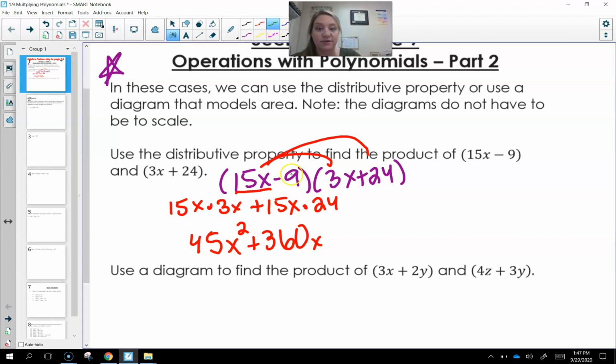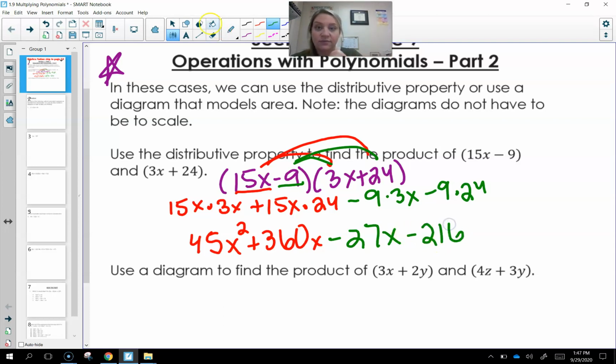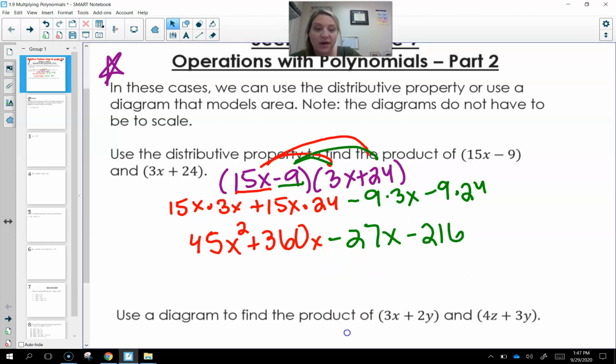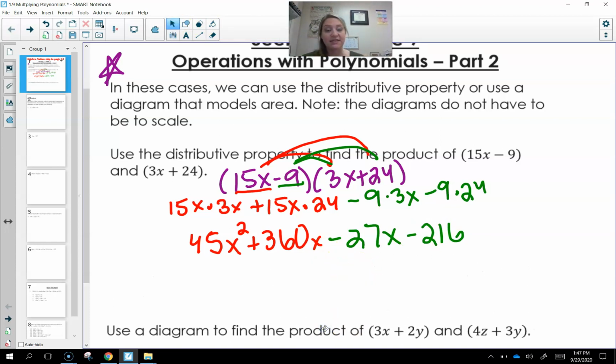Now I am going to distribute negative 9 to both pieces. So I'm going to do negative 9 times 3x and negative 9 times 24. Negative 9 times 3 is negative 27x. Negative 9 times 24 gives me negative 216. Okay, so after you distribute your pieces, just like two days ago, you would then combine like terms.